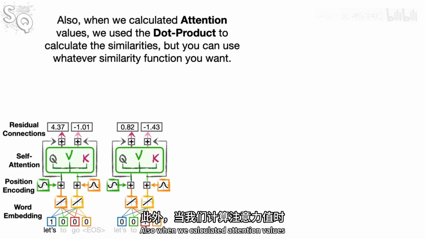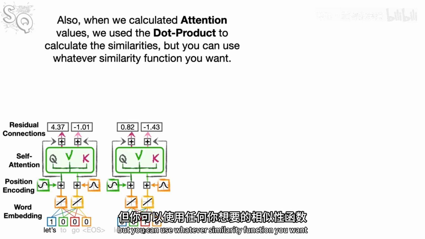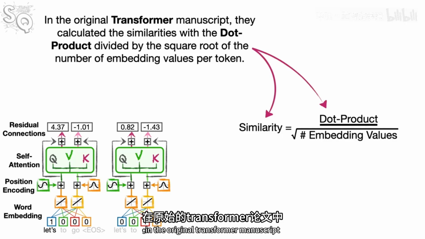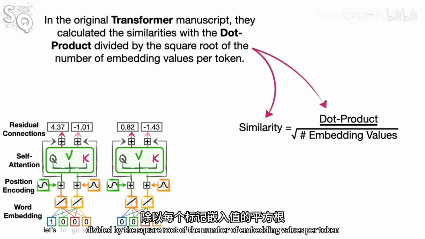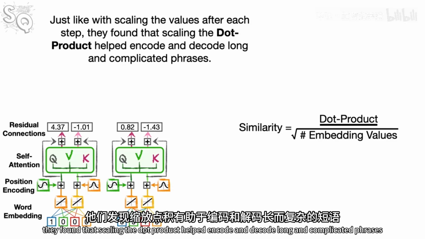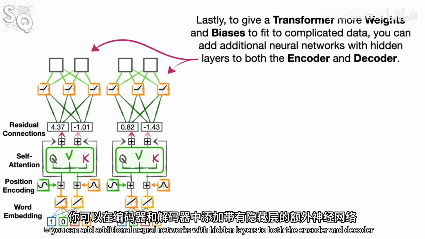Also, when we calculated attention values, we used the dot product to calculate the similarities, but you can use whatever similarity function you want. In the original Transformer manuscript, they calculated the similarities with the dot product divided by the square root of the number of embedding values per token. Just like with scaling the values after each step, they found that scaling the dot product helped encode and decode long and complicated phrases. Lastly, to give a transformer more weights and biases to fit to complicated data, you can add additional neural networks with hidden layers to both the encoder and decoder.